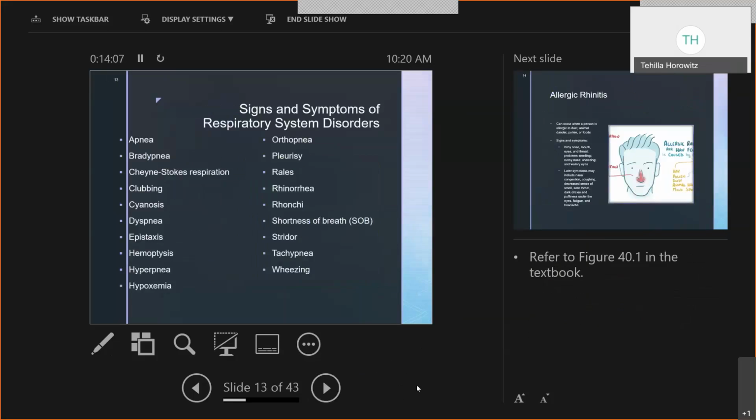Okay. So some different signs and symptoms of a respiratory disorder are apnea, which is where they stop breathing for certain periods of time. Cyanosis is the one we were talking about before, where they get a bluish tint to their skin. You'll notice it most in their nose and their fingertips, because you have such small veins and capillaries there. So those are the first areas you'll notice in someone who is cyanotic.